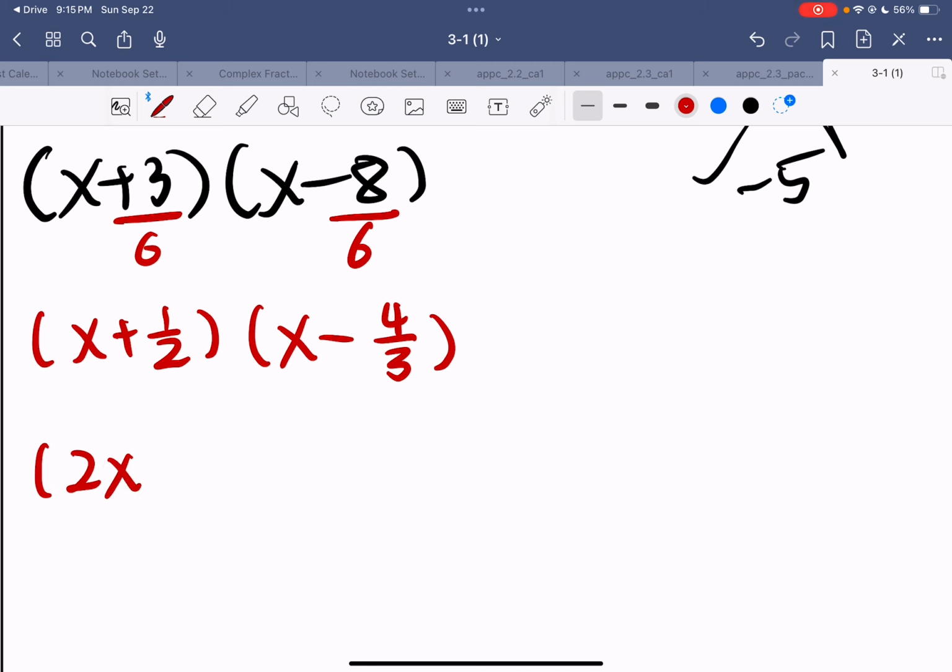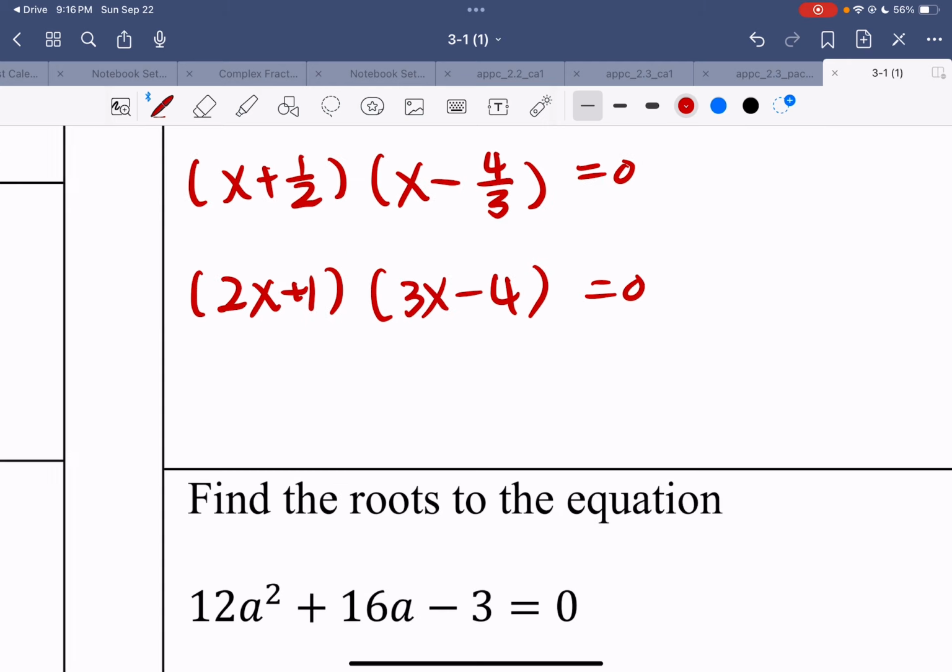And last one, you get 2x plus 1. You get 3x minus 1. No, 3x minus 4. That is equal to 0. Keep forgetting about this. Yep, that's it.